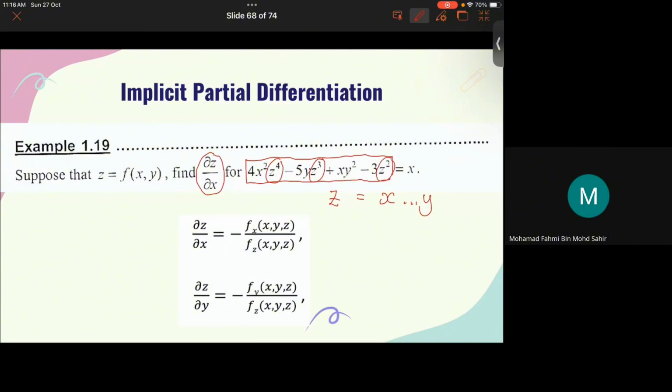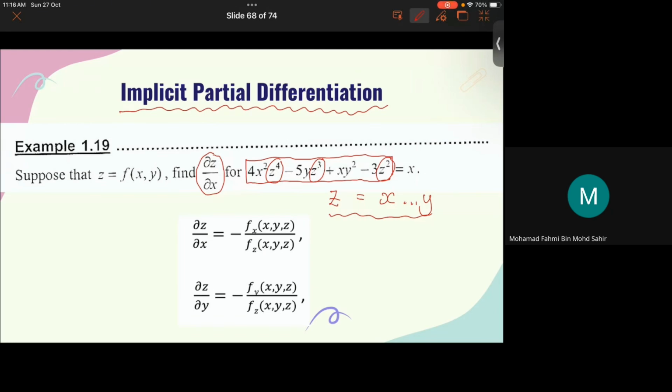Okay, here there is also z. And you cannot split the z away from the x and y and make it perfect to be like this for you to perform del z, del x. When you find equations like this and you are asked to solve for the partial differentiations, you have to use the implicit partial differentiation method. So in this method, you have to apply equations.